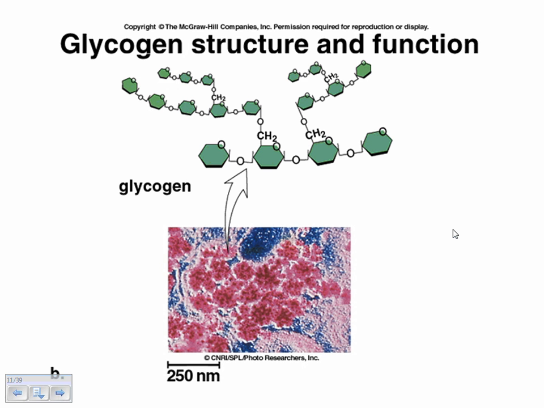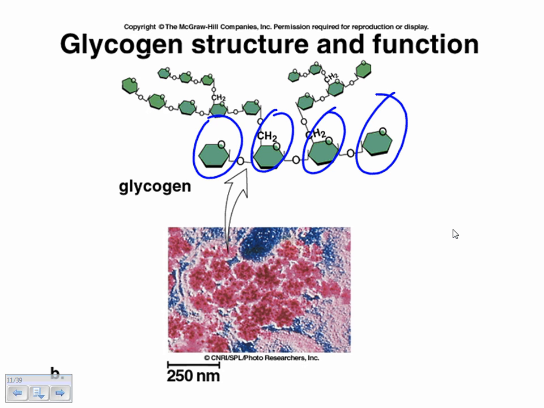Here's glycogen. Notice the structure is similar. It's still made of repeating glucose molecules hooked together, but they're put together in a slightly different structure. And remember, this is stored in animal livers and also animal muscles, and it's a way to store energy for use later.